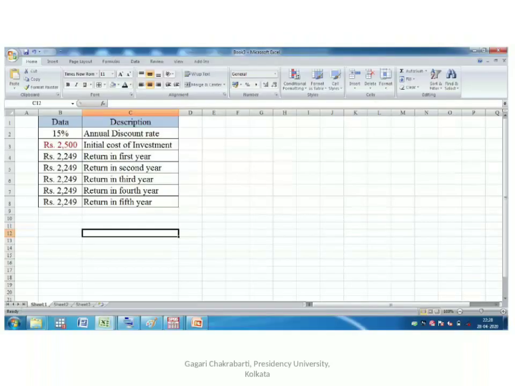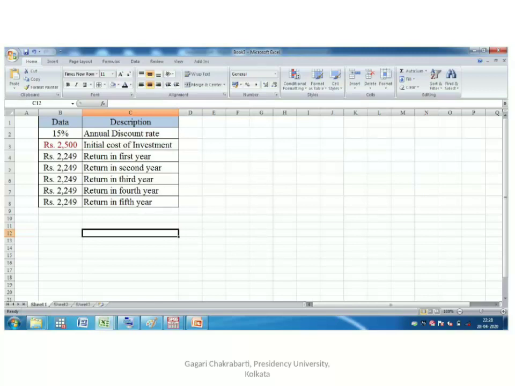So we have taken the relevant data in the Excel sheet. So we have the annual discount rate and the initial cost of investment. We assume that the project gives us an equal cash flow of rupees 2249, which is nothing but our cash flow in all the 5 years. Now this is a very restrictive assumption, so you can always make the cash flow grow over time.